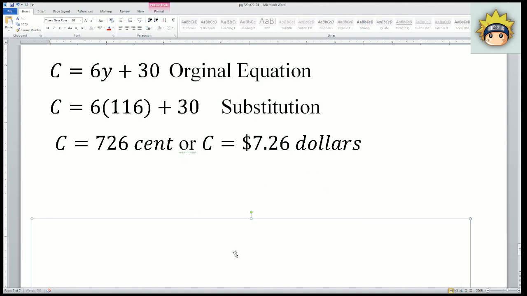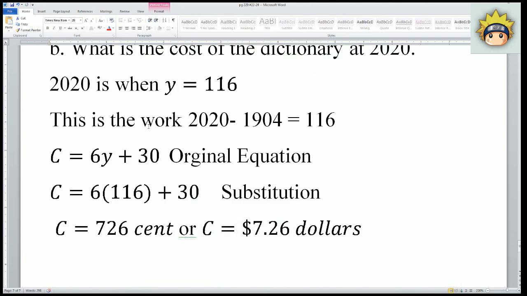And there you go. That is how much a dictionary should cost in 2020, which we should roughly be in that ballpark. But everybody has an iPhone that has a dictionary in it, so that price is not really constant, okay? But assuming that the price is constant, by 2020 the cost of the dictionary should be $7.26. There you go. That is the homework solutions.